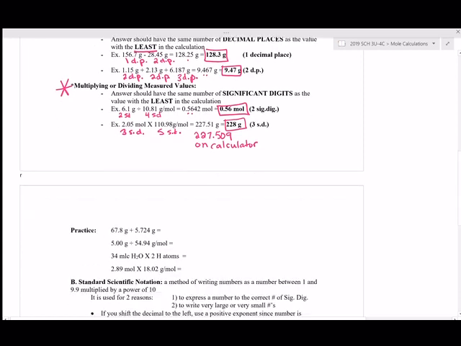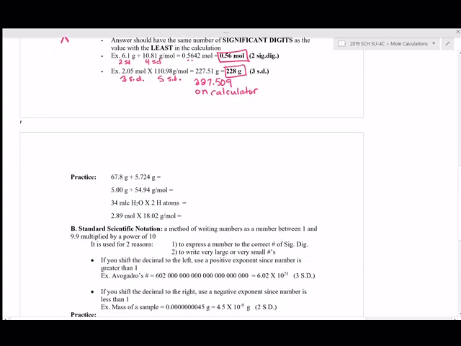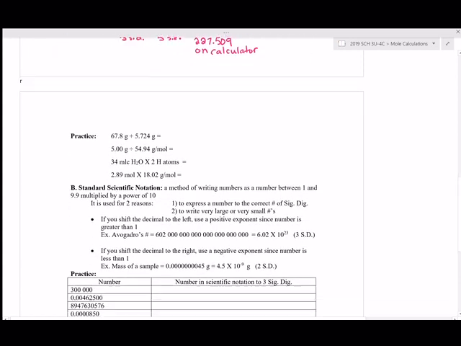Okay, so on the back I have some practice for you. I think I might do, let's see, 2 questions together and leave 2 for you. So I'm going to leave that adding one for you. Remember, that's all about decimal places. And we're going to do this one. So 5 grams divided by 54.94 grams per mole. Please do it on your calculator.